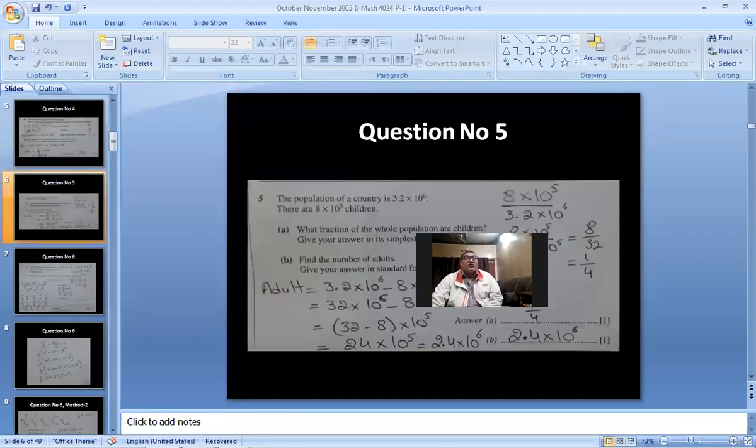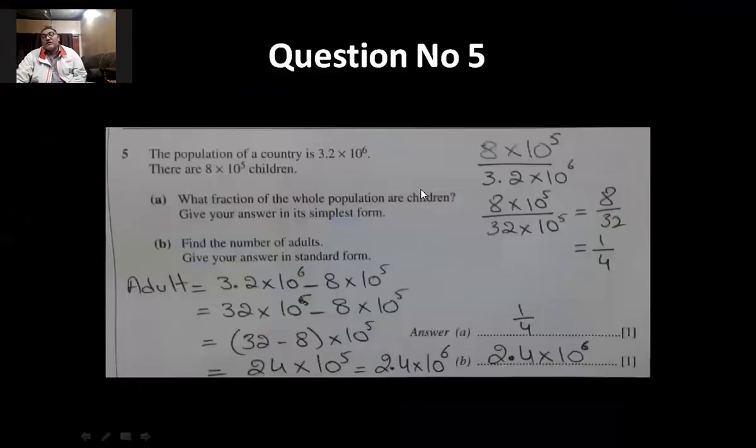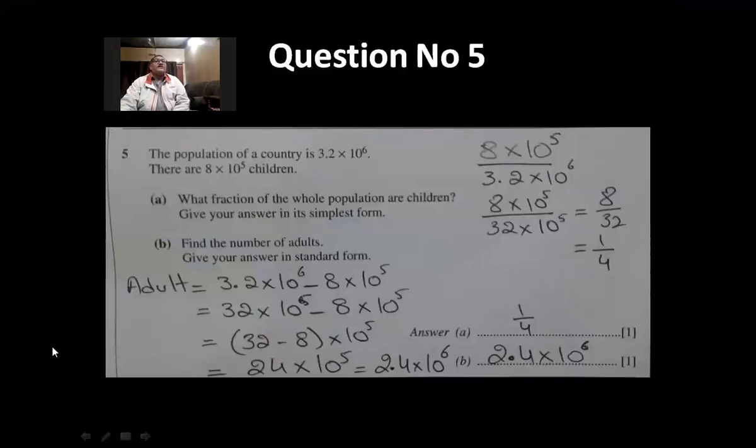Okay, question number 5 coming up on your screen, and here we go. You can see the population of a country is 3.2 x 10^6. There are 8 x 10^5 children. What fraction of the whole population are children? Give your answer in the simplest form. So I have written here the number of children divided by the total population: 8 x 10^5 divided by 3.2 x 10^6.